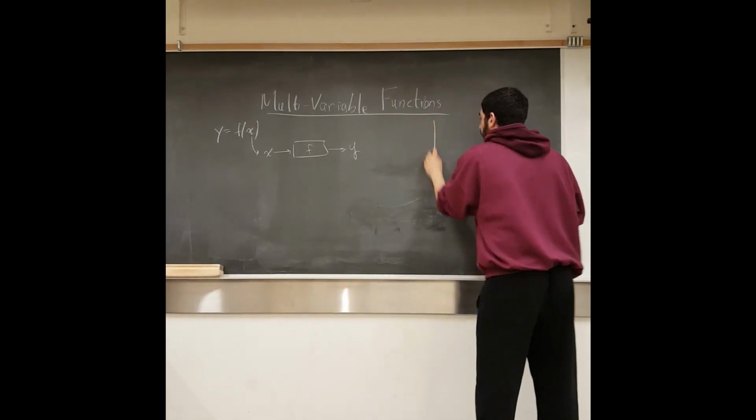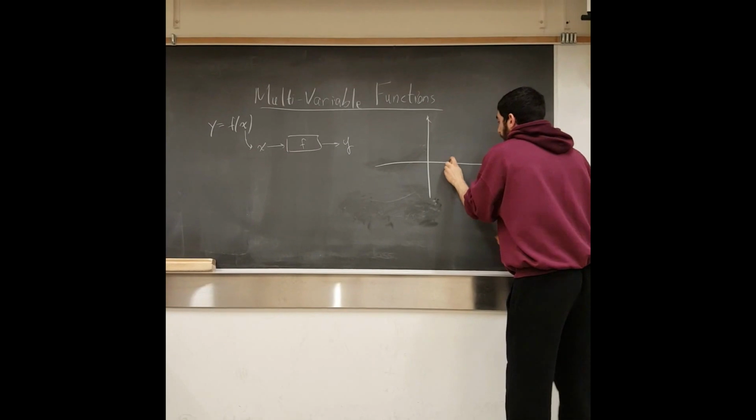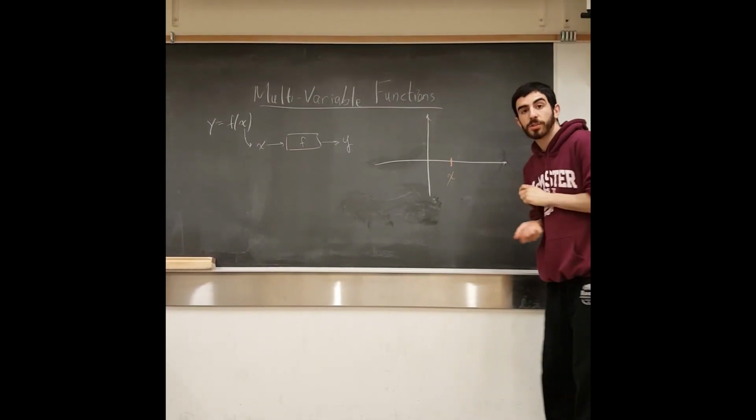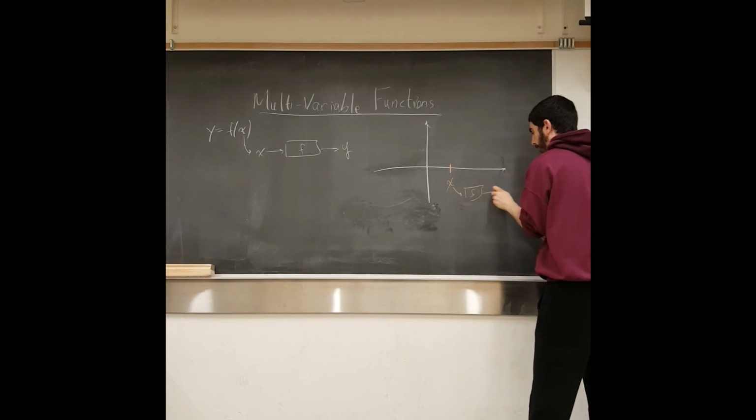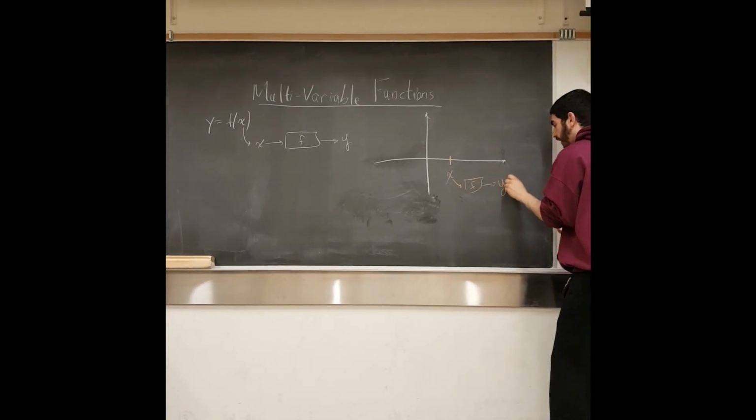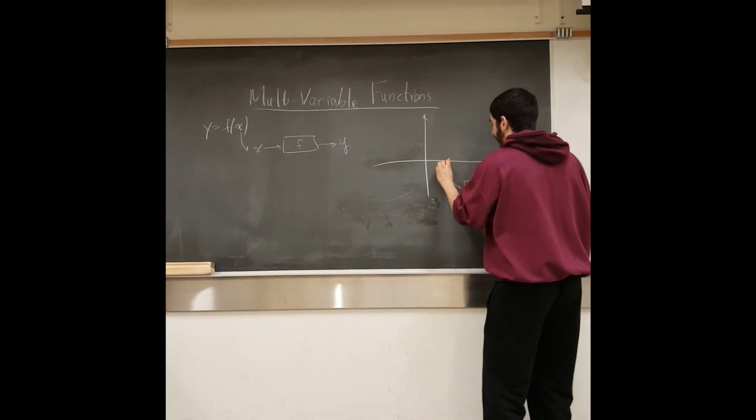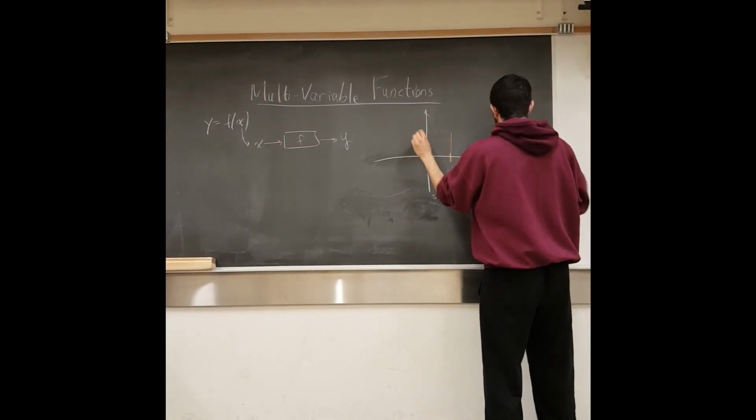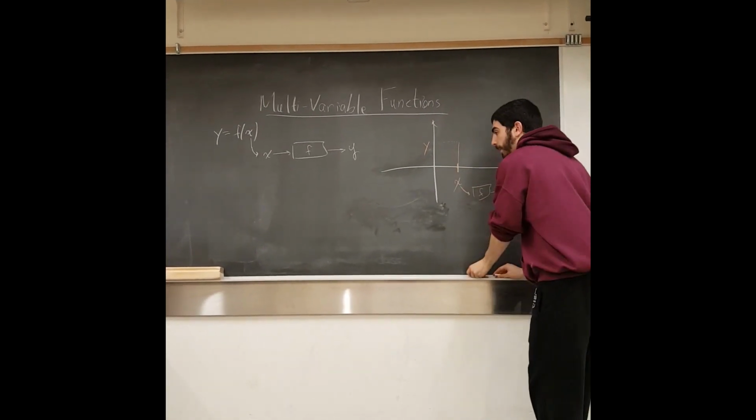So what does this look like on a graph? Give me an x right here. I run it through the machine, and it gives me back some value, which I call f of x, and I plot that. I lift up to the height that is equal to this value. So I take each point and I lift it up to some height.